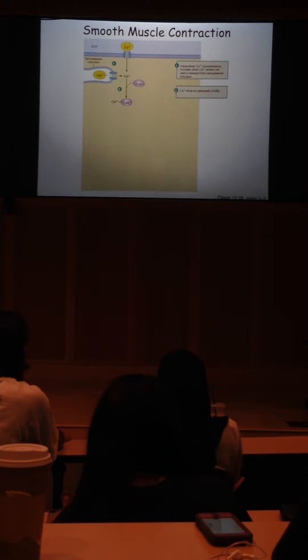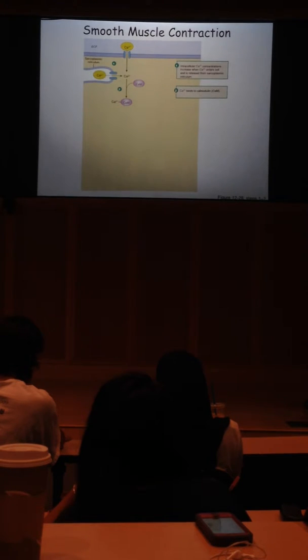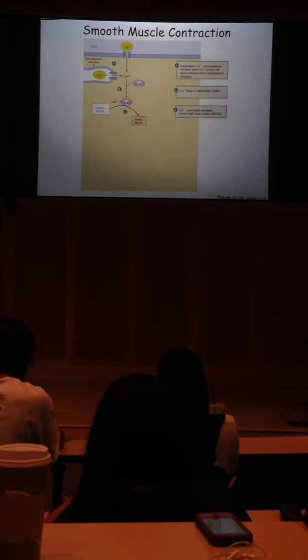But this influx of calcium binds to a protein called calmodulin. Calmodulin is a cytosolic protein. It will find calcium and bind to it. When calcium has bound calmodulin, it will then go and bind to an enzyme called myosin light chain kinase. The function of this enzyme is to actually add a phosphate group to myosin.